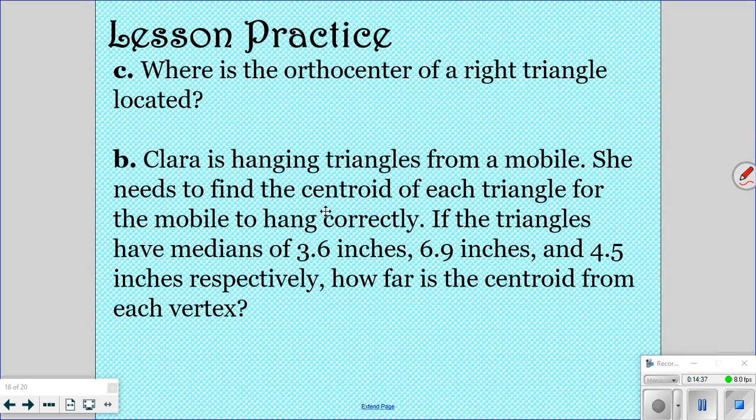Okay, so let's see if y'all can do these two. So y'all pause the video real quick and go over them, and then unpause the video and I'll tell you the answers. So for the orthocenter of a right triangle, it is always located at the right angle.